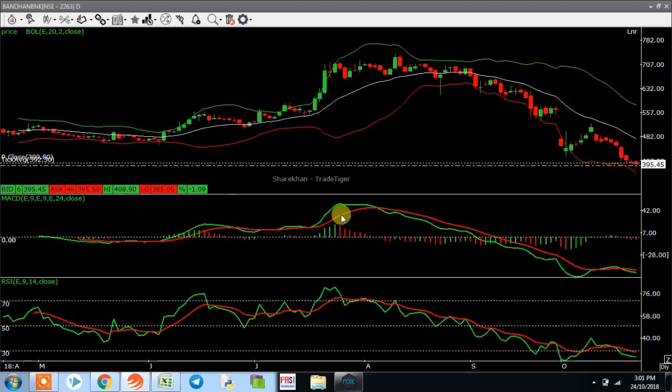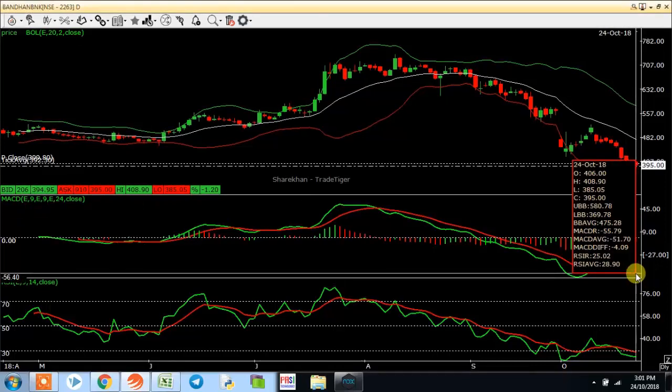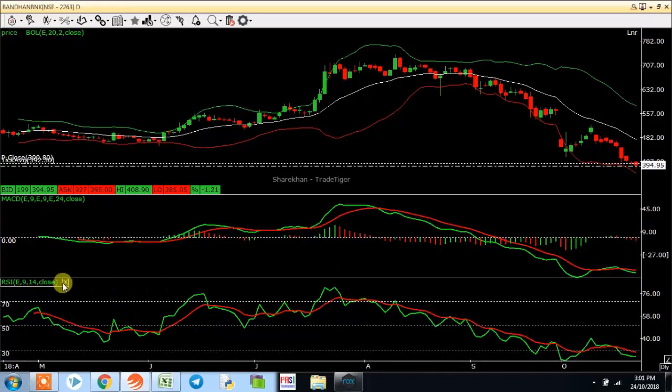Here we could see that moving average convergence divergence is trailing at minus 56.40, whereas relative strength index is at 25.4, so very near to the oversold zone. Now coming on to the price of Bandhan Bank, we could see here that it is at its lowest and is now trading at 393.45.